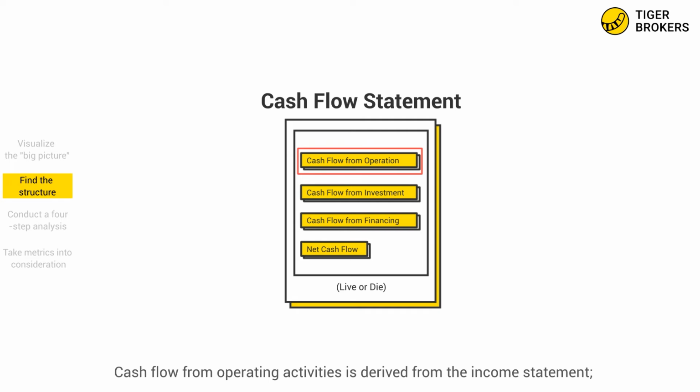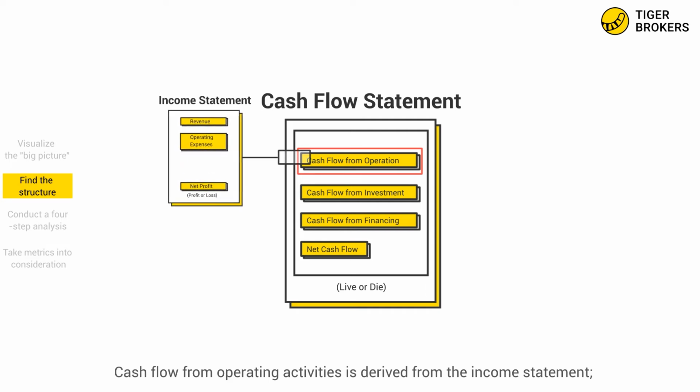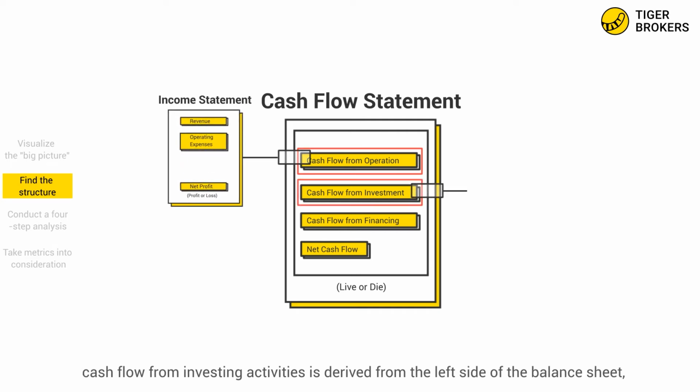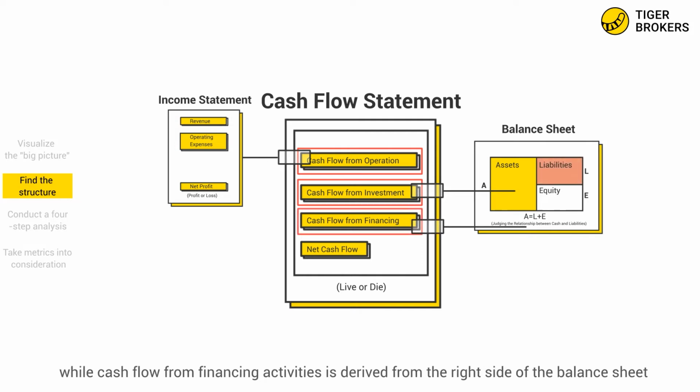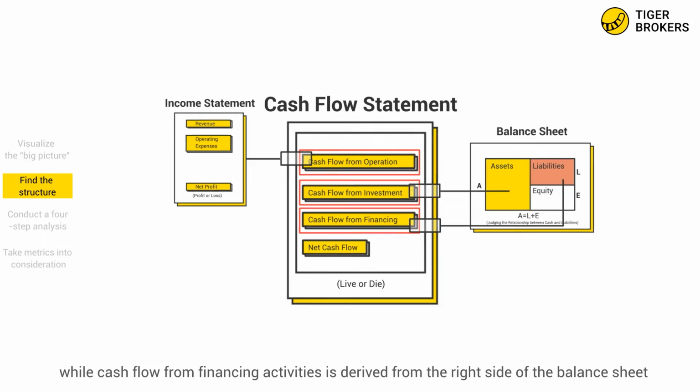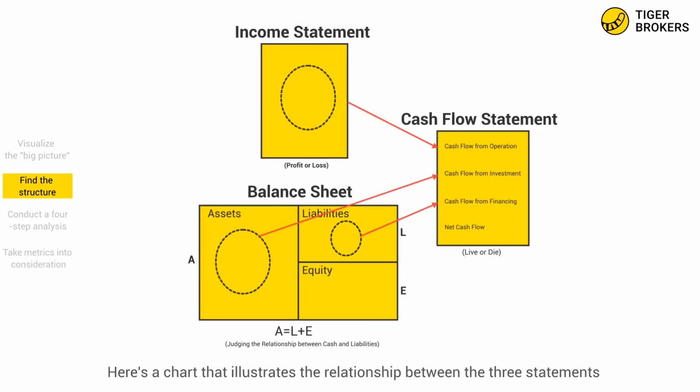Cash flow from operating activities is derived from the income statement. Cash flow from investing activities is derived from the left side of the balance sheet, while cash flow from financing activities is derived from the right side of the balance sheet. Here's a chart that illustrates the relationship between the 3 statements.